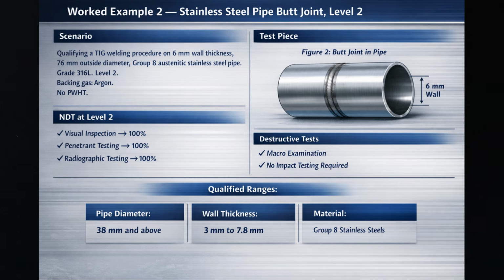Qualified ranges. Pipe diameter. D equals 76 mm. So qualified range is 38 mm and above, a very useful range covering most common pipe sizes. Wall thickness at 6 mm. Qualified range is 3 mm, 0.5 times 6, to 7.8 mm, 1.3 times 6 at Level 2. Material. Group 8 qualifies Group 8 subgroups as per Table 5.